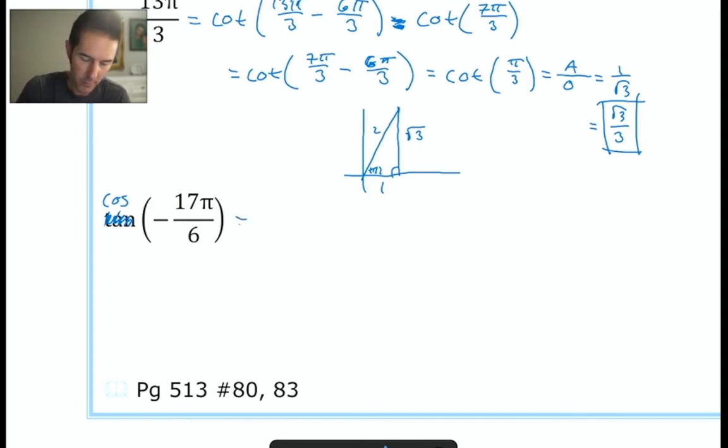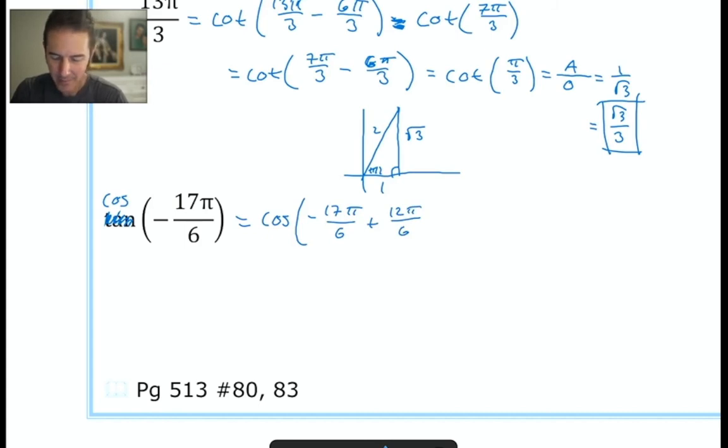But in this problem, let's just leave it negative, and we'll take cosine of negative 17 pi over 6 and add to it. Let's make that angle measure positive. So I'd like to add 2 pi, which is 12 pi over 6. Well, that's not even going to make this positive yet. Let's add 2 periods to it. Let's add 24 pi. Let's add 2 times 12 pi over 6.